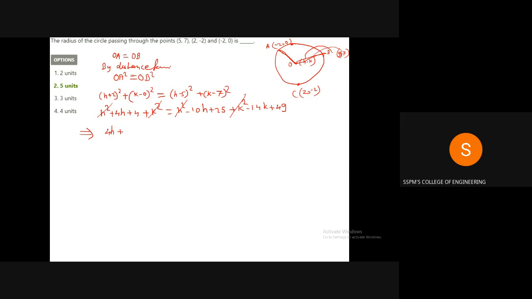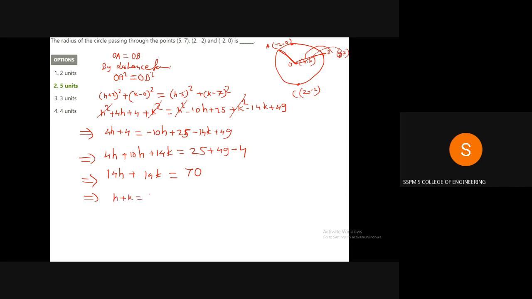So we have 4h plus 4 is equal to minus 10h plus 25 minus 14k plus 49. So we have 4h plus 10h plus 14k is equal to 25 plus 49 minus 4, which gives 14h plus 14k is equal to 70. 25 plus 49 is 74, and 74 minus 4 is 70. If we divide this whole equation by 14, we have h plus k is equal to 5.